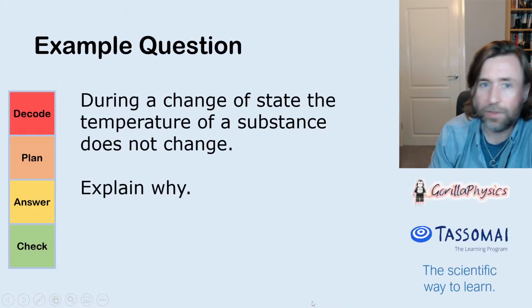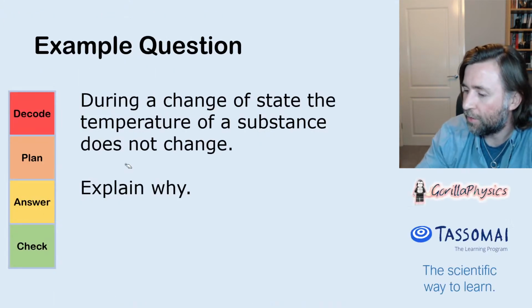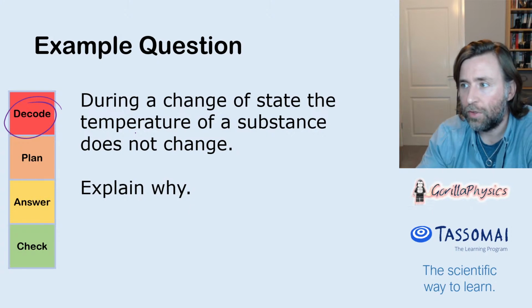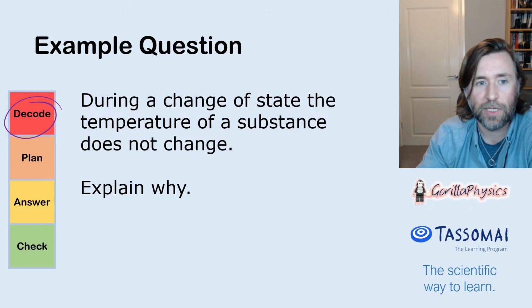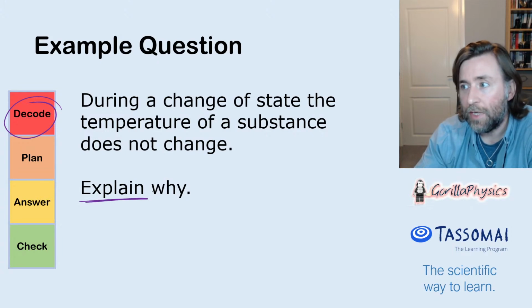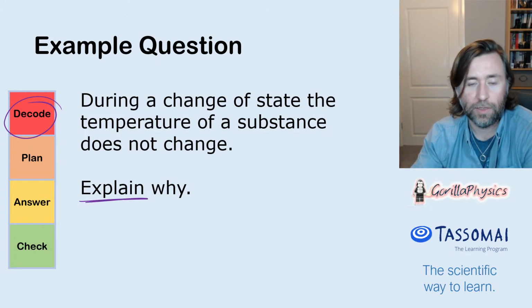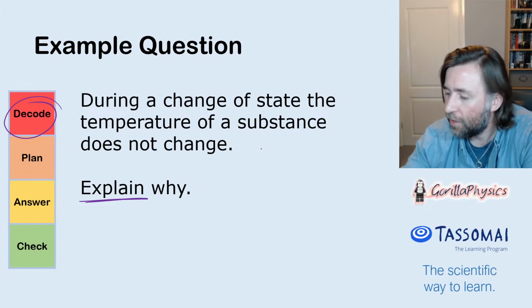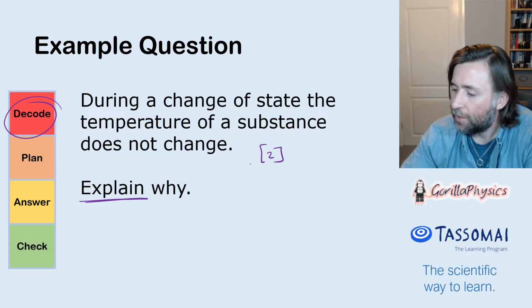Let's crack on then. During a change of state, that's some information they've given you. First of all, we're decoding. The temperature of a substance doesn't change. So they've told us that, and we're not going to get any marks for saying anything about that. We've got to explain why. So now we have to say why it is like that. What is really going on during that change of state? Incidentally, this would be a 2-mark question.